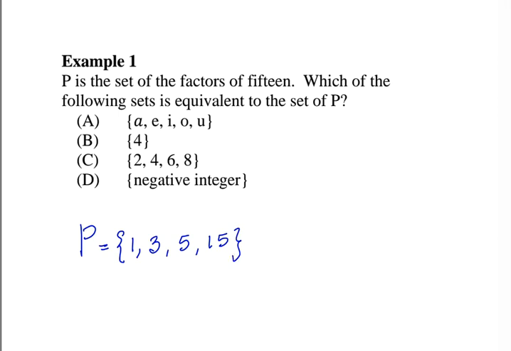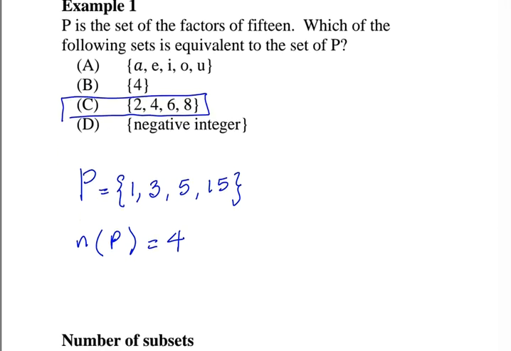All right. Now, the number of elements in P is, you can count them, 1, 2, 3, 4. P has 4 elements. So a set that is equivalent to P would also have what? 4 elements. Looking at the answers, the only one that fits that is C. So the set at C is equivalent to the set P, which is the set of factors of 15.